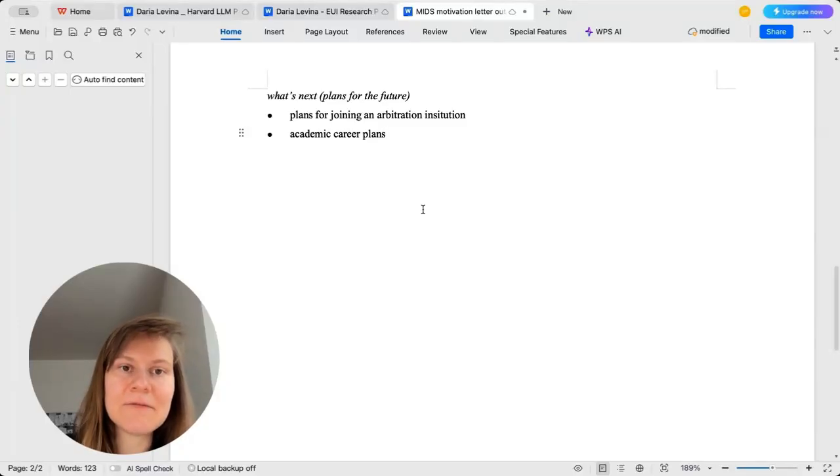And it's very, very likely that once you get into the program, you will meet all those new people. You will be exposed to so many new ideas. Your goals are very likely to change. What you need to do for the motivation letter is to talk in a clear fashion about what it is that you are most likely to do after.